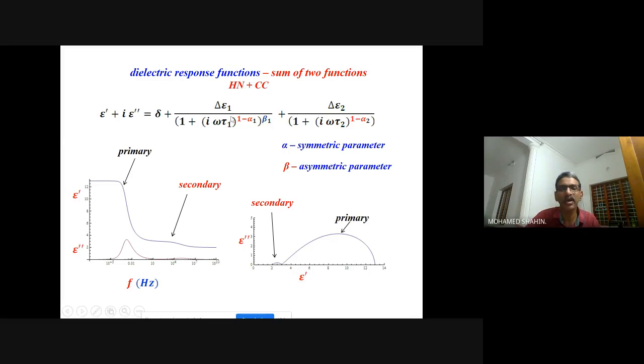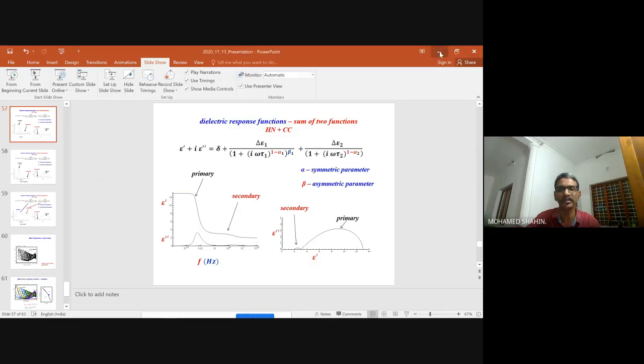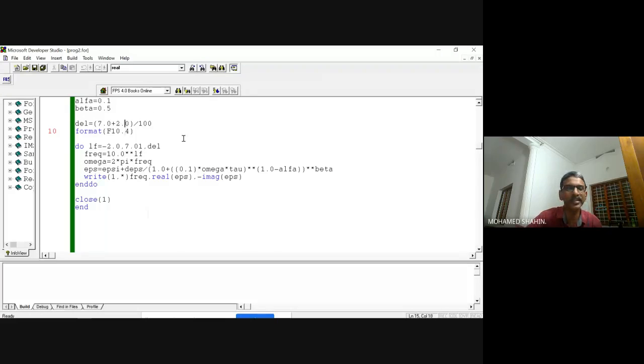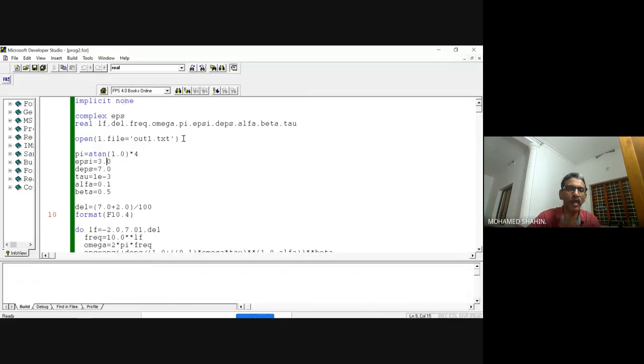So for that, now what I will be doing, instead of delta epsilon in the previous program, I will put delta epsilon 1, tau 1, alpha 1, beta 1. This is what I am making there. So when you are writing a program, you have to make all modifications, then you run it once. Epsilon infinity is coming only once, nothing to do. So this is DEPS1, tau 1, alpha 1, beta 1. So accordingly, DEPS1, alpha 1, beta 1, tau 1.